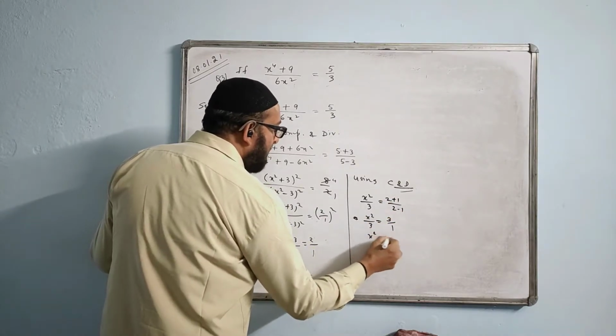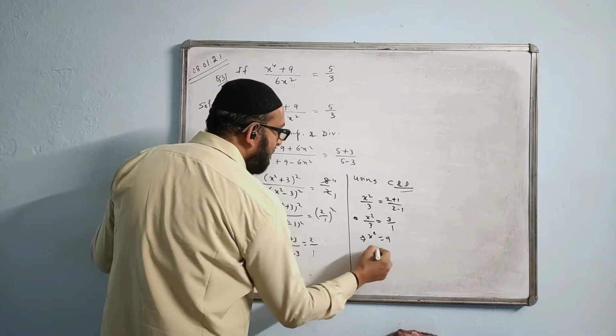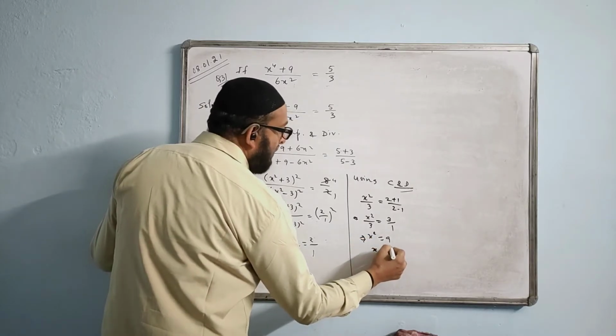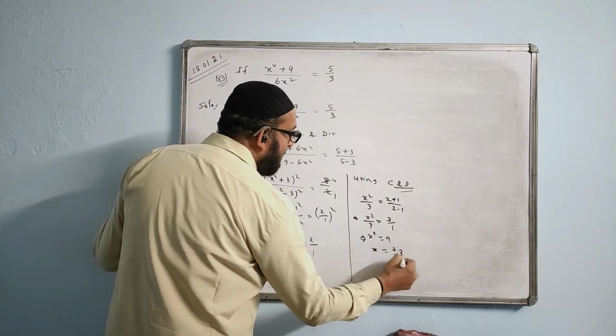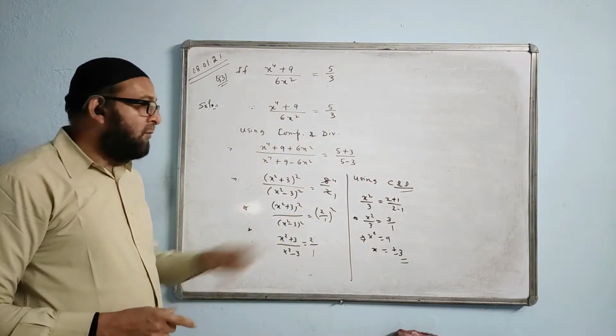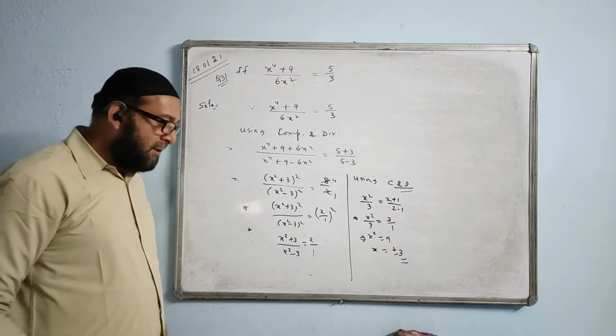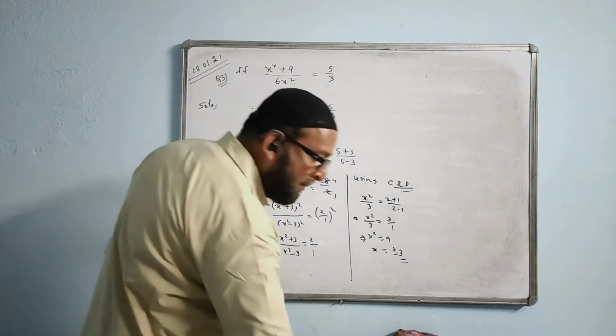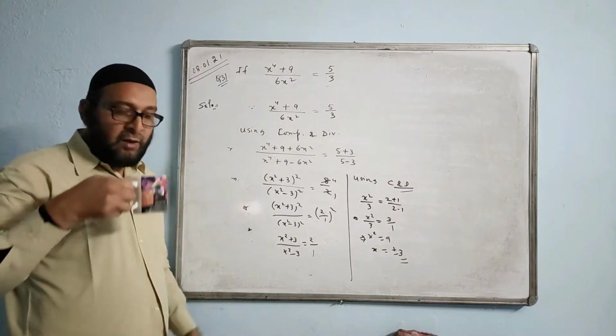X square is coming 9. Therefore the x value will come plus minus 3, because the square will be moving, so a root will come there, with the plus minus sign. The answer is plus minus 3. If you are not sure, you ask me.